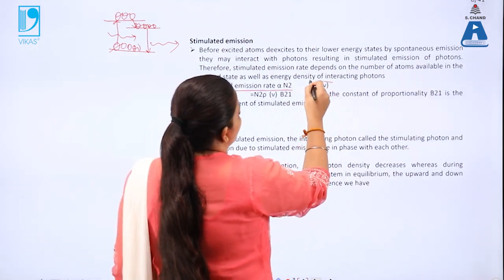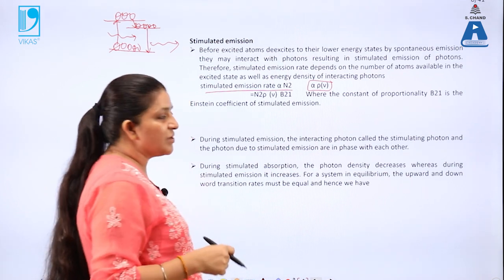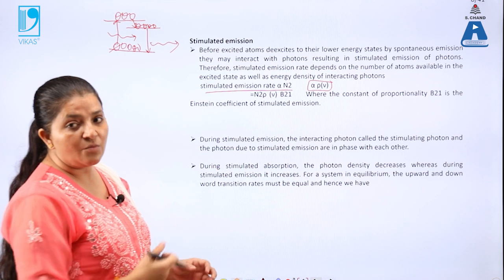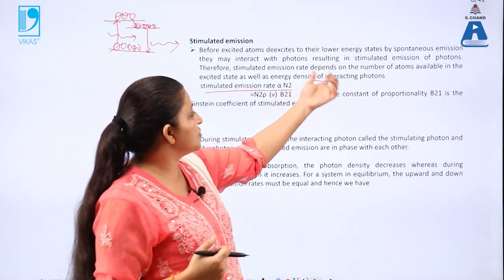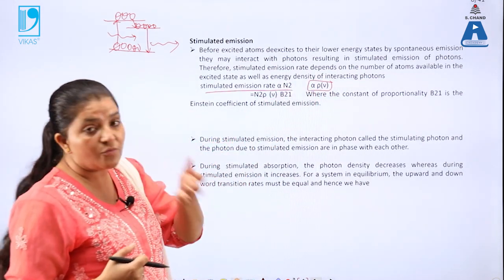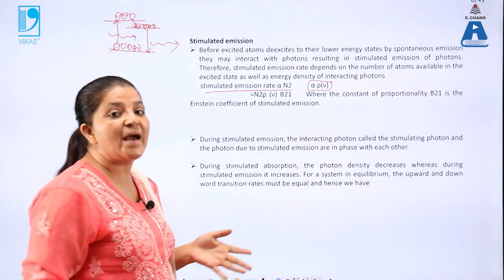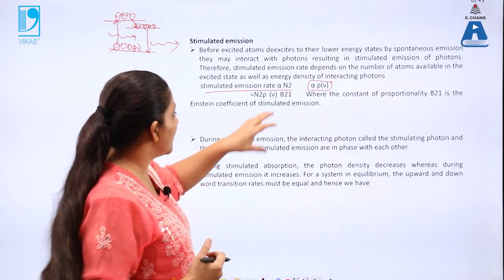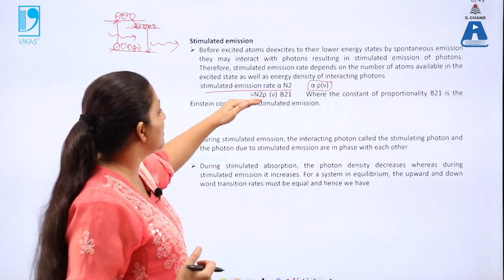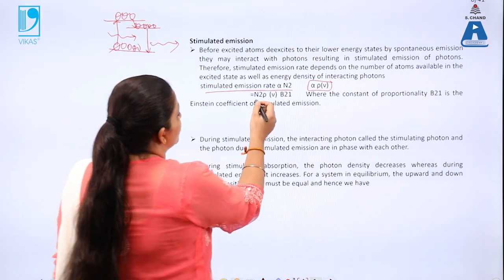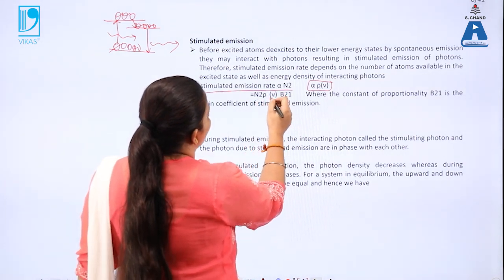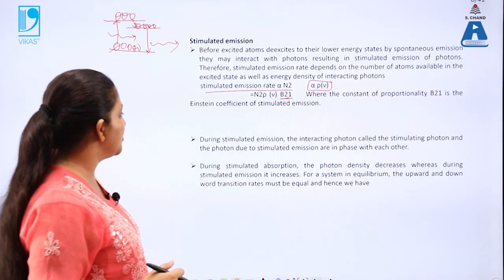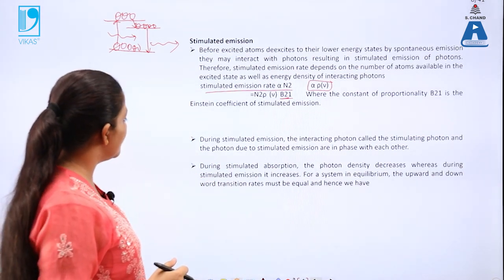And it is also proportional to rho nu. What is rho nu? That is the energy density of the photons that stimulate the radiation, because atoms first absorb the radiations and then jump back from the metastable state to the ground state. So that's why the stimulated emission rate depends upon these factors. So this is equal to N2 into rho nu into B21. What is B21? B21 is the Einstein coefficient for stimulated emission.